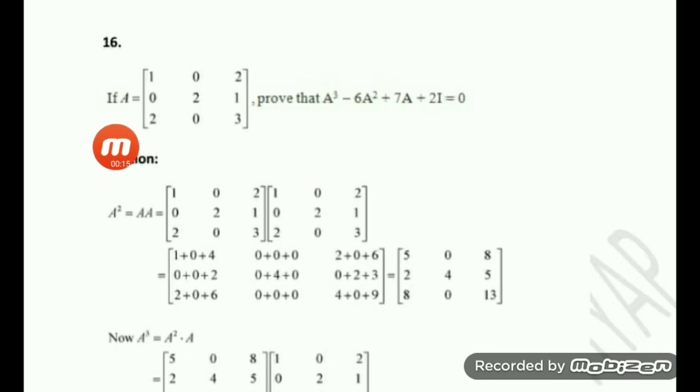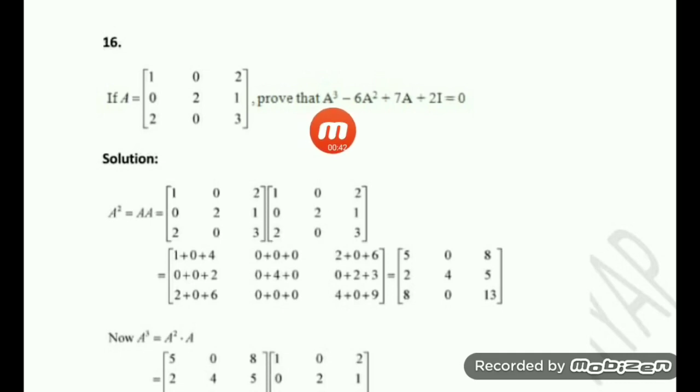Your question is, if A is equal to the 3 by 3 matrix 1 0 2, 0 2 1, and 2 0 3, prove that A cube minus 6A square plus 7A plus 2I equal to 0. This type of question we have done. There it is asked to do up to square. So in a similar way here also we have to find out cube.